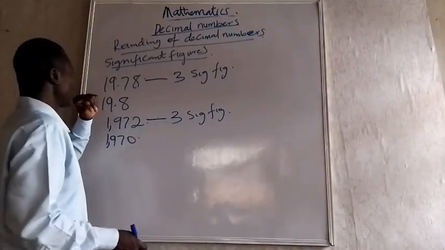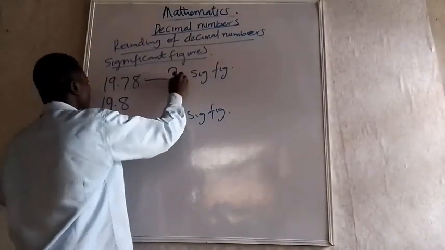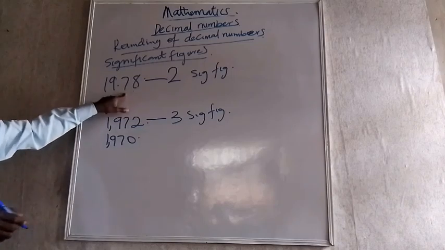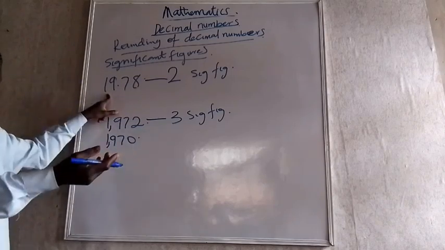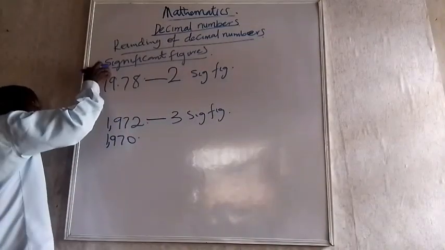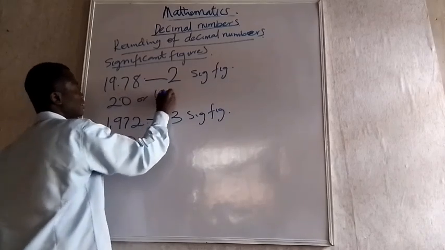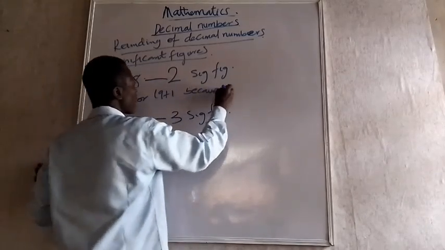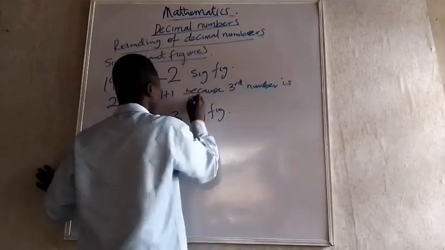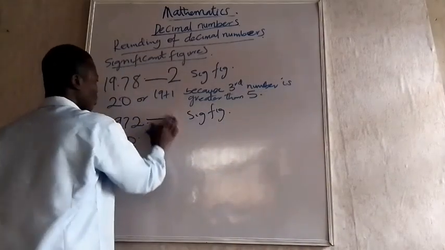Now look at this. Let's make this one 2 significant figures. If you look at this, I have 1, 2, 3, 4. I consider the third one because I need to convert to 2 significant figures. So this one now, since it is greater than 5, I will need to move this one up by 1. And so this one will now be 2, 0, or anything plus 1. Because the third number is greater than 5.